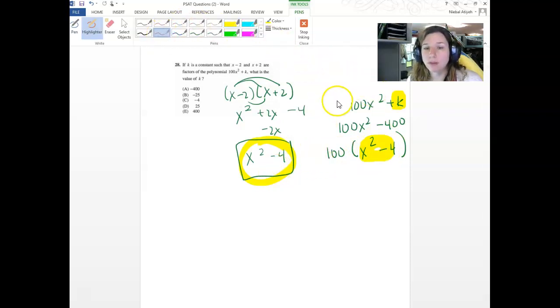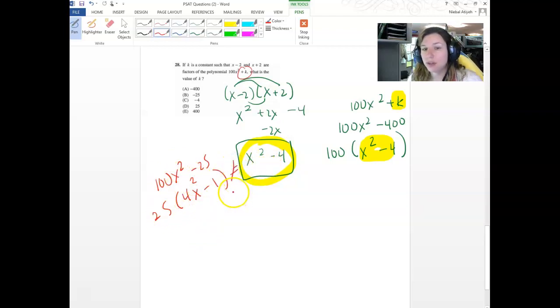Even if you were not super confident, you can say, okay, A is negative 400, B is negative 25, C is negative 425, and substitute those in for k. So, for example, if I had 100x squared and I want to try negative 25 and see if that's the correct answer, if you factor that, you get 25 times 4x squared minus 1. That's not, 100x squared divided by 25, you get 4x squared minus 1. These are not equivalent. So that doesn't work.